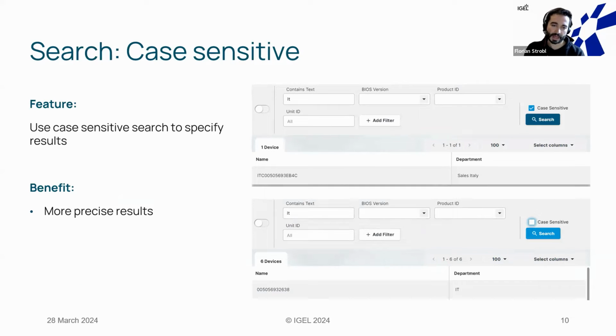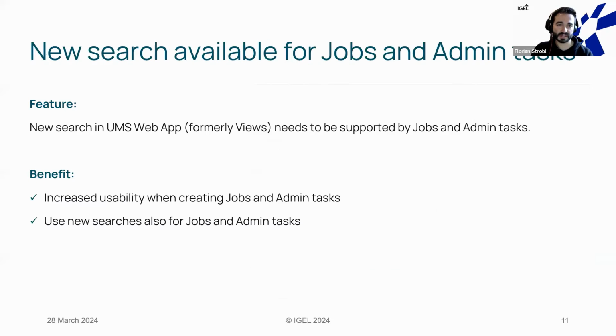Then we also optimized our new search. It's now possible to search case sensitive. So you can activate the case sensitive checkbox here, and if you do that, you can search more precisely. And even better, the new searches are now available for the jobs and admin tasks in the UMS console. So when you are creating jobs or admin tasks in the console, and it's based on a filtered view, you also see the searches that you have created in the web app.